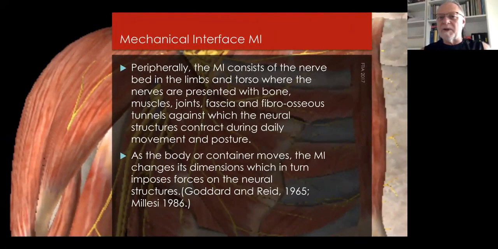Peripherally, then, that's the nerve bed in the limbs and torso, where the nerves are presented with bone, muscle, joint, fascia, and fibro-osseous tunnels, against which neural structures contend daily with movement and posture. The body or container moves, and therefore the interface must change its dimension, which in turn imposes forces on the neural structures. And this is what we're going to look at, because my premise is that, based on training, often people are dealing with nerves when they're quite dysfunctional.